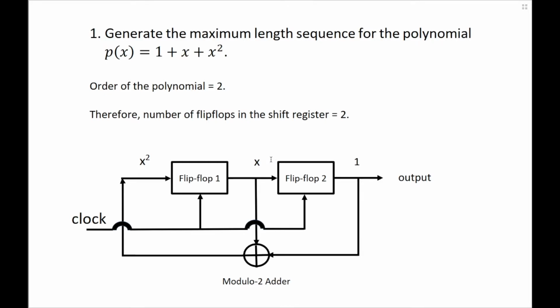To identify the feedback path, I have to now go back and check what our input is. Here the input is x square. So I have to rewrite this equation for x square. When I rewrite this, I will obtain x square equals 1 plus x. So the elements at x power 0, which is 1 here, and the elements at x will become the inputs to the feedback. That is what is shown here.